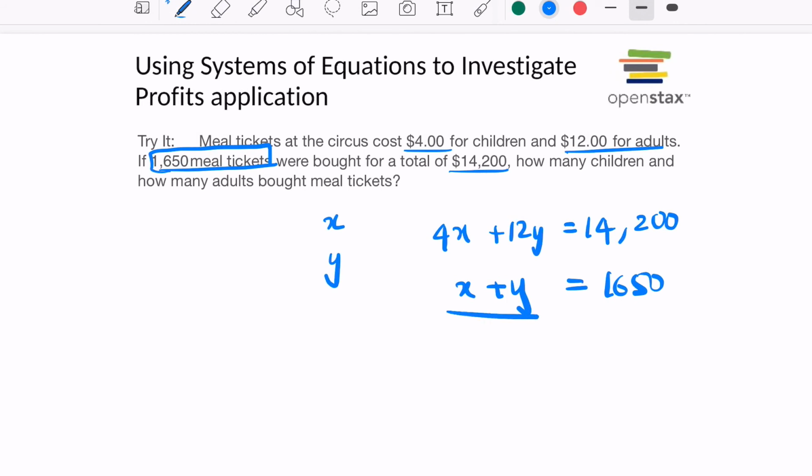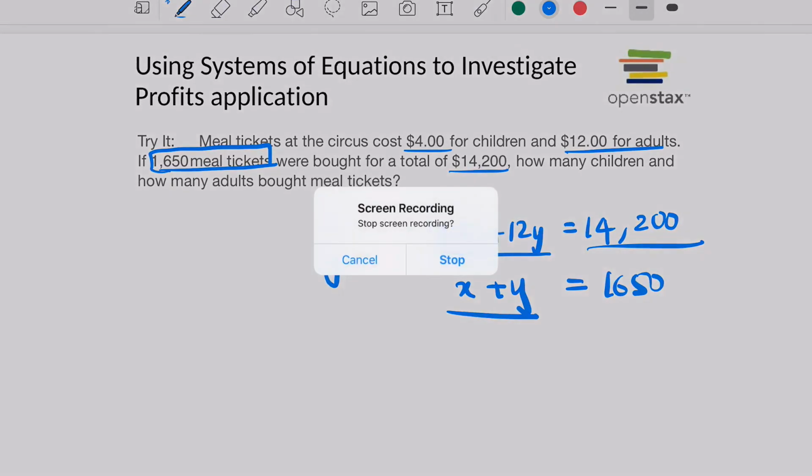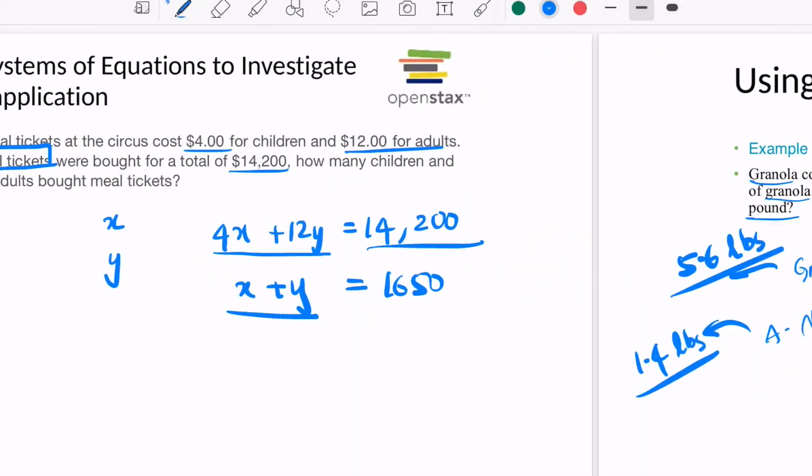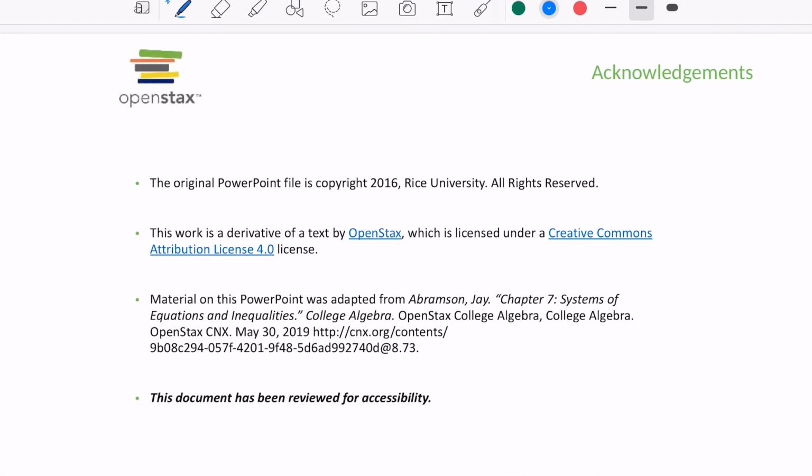So this is the total number of tickets, and this is the total cost per children and adults combined to give you the total amount. So use these two equations now, solve them and find your final answer. Pause the video and try to solve this problem. So with this, we end our lecture on system of equations.